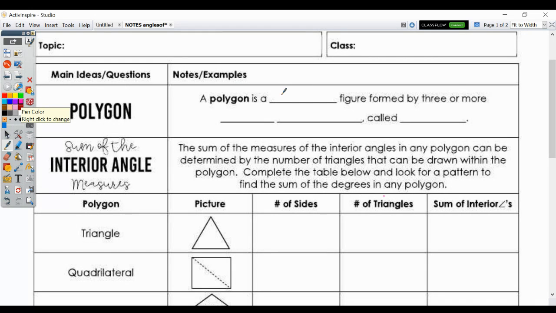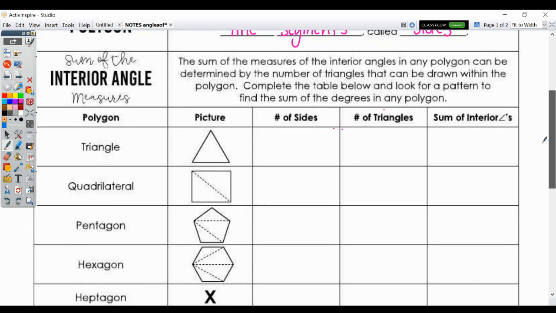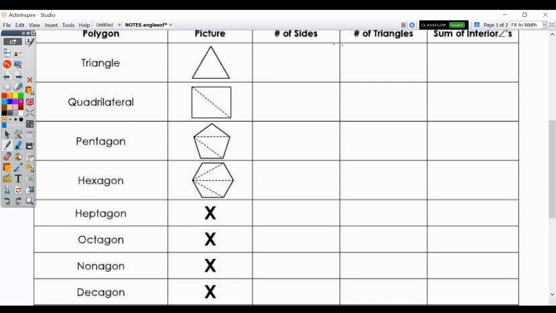A polygon is a closed figure formed by three or more line segments, but we call those sides. So any kind of closed figure formed by three or more sides is called a polygon. So here in this chart, you see all of these polygons. Well, it doesn't show heptagon, but it shows these four polygons.